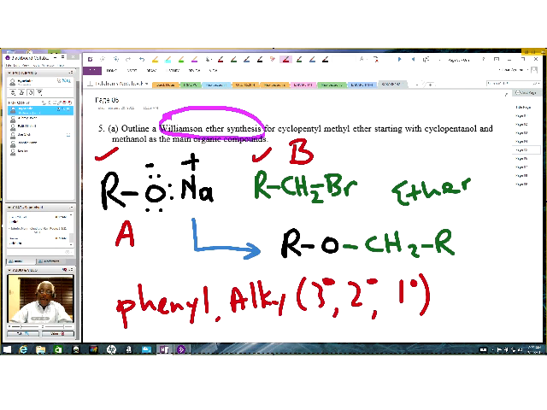On the other hand, the alkyl group in compound B, keep that in mind, must be a primary alkyl group. In other words, this bromine atom here must be attached to a primary alkyl group. Maybe sometimes secondary alkyl. But it is best if the bromine atom is attached to a primary alkyl group or a methyl group. Okay, those are the requirements for the Williamson ether synthesis.